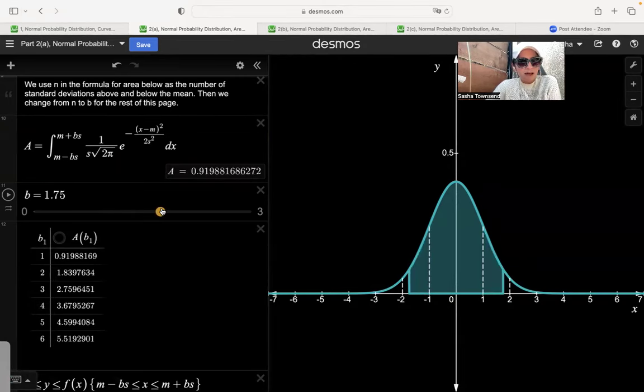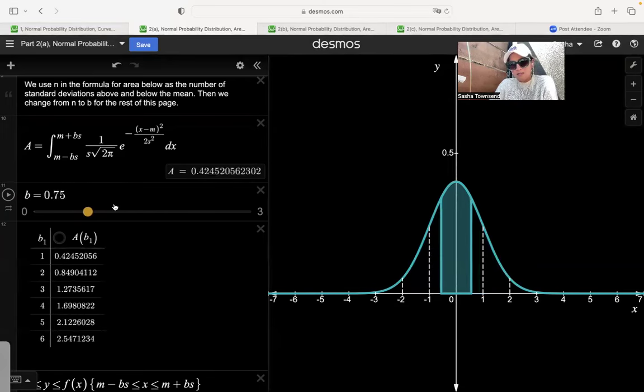And then you say, okay, well, what if I've got the mean minus 1.75 standard deviations? I'm interested in data between 1.75 standard deviations below the mean and 1.75 standard deviations above the mean. Well, what's the area in that case? Well, it's about 92%. So 92% of values of that normally distributed variable lie between 1.75 standard deviations below and above the mean. And so you can change the value of b, and then you can visualize that.